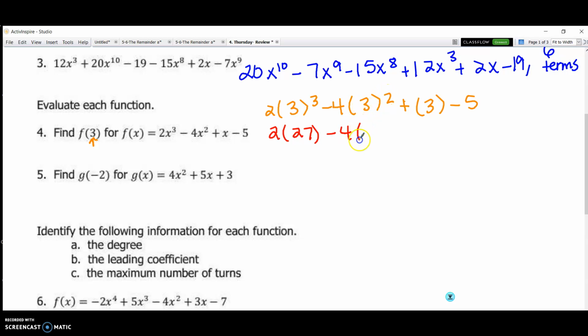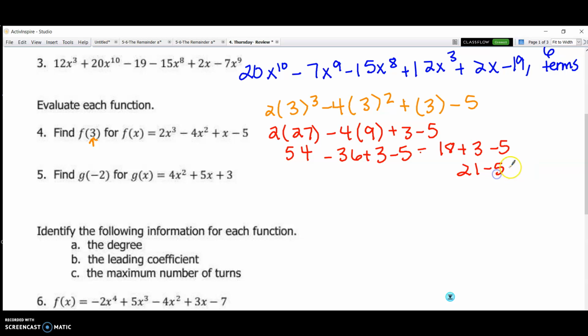Then do the 3 squared. 3 times 3 is 9. Then we can do our multiplication. This would be 54 minus 36 plus 3 minus 5. This is 18 plus 3 minus 5, 21 minus 5, which is 16.